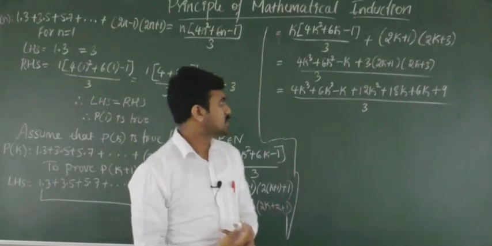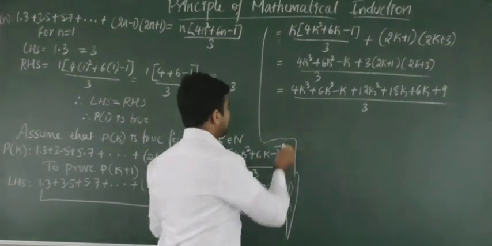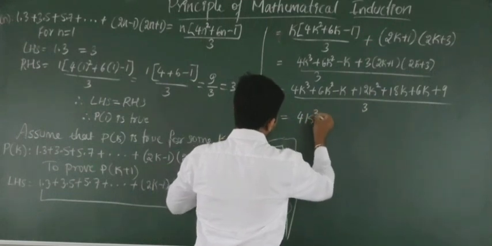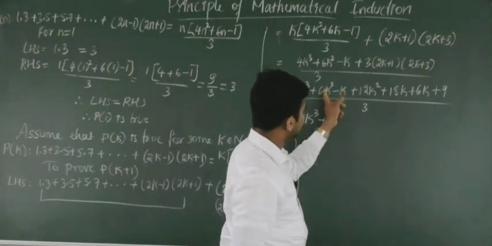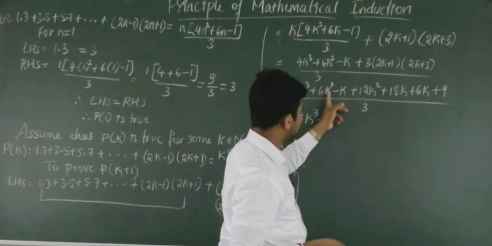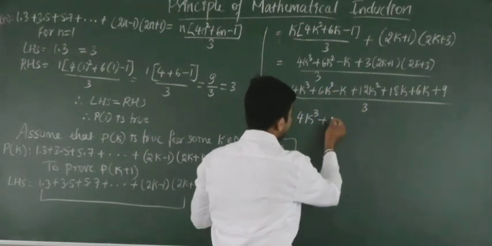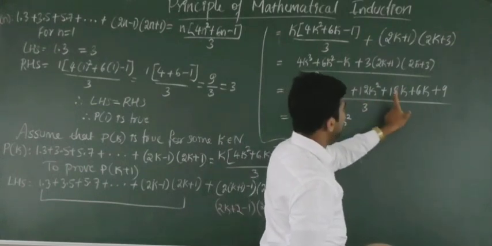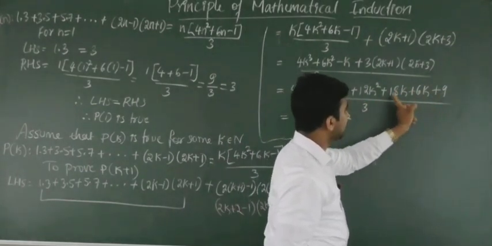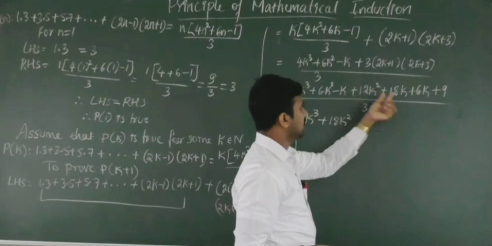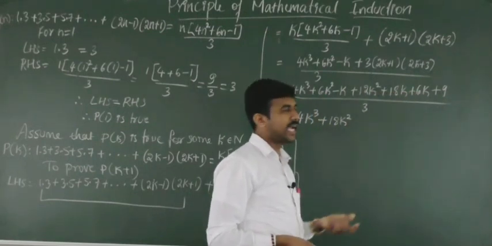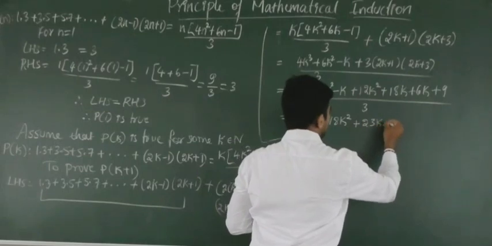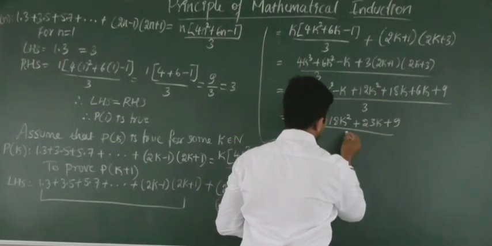Okay, so now write the like terms together. That is 4k cube. And then the power 2 having 2 terms, that is 6k square and 12k square, together that is nothing but 18k square. Similarly 18k plus 6k minus k. 18k plus 6k means 24k, minus k means plus 23k, plus 9, whole divided by 3.